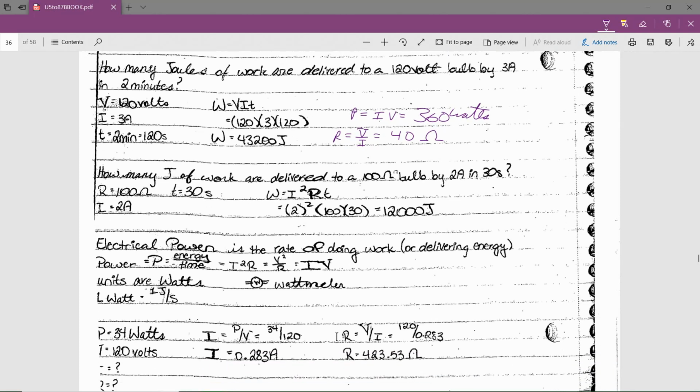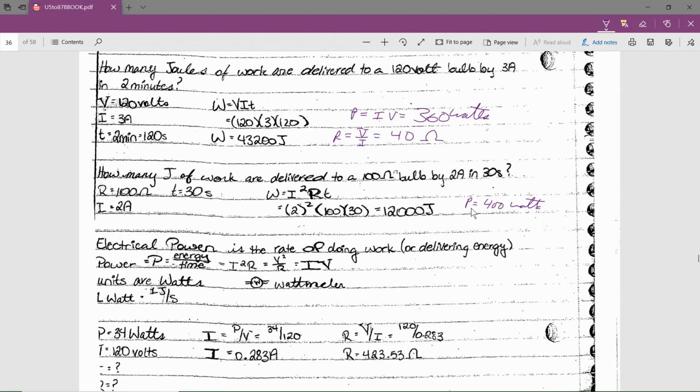How many joules of work are delivered to a 100 ohm bulb by 2 amps in 30 seconds? So what should we use for work here? We have R and T. Well, we can write work as power times time, or I squared R times time. So 2 squared times 100 times 30 is 12,000 joules. And the power would just be I squared times R. So 2 squared is 4 times 100, 400 watts. So that's a 400 watt bulb. It could be a halogen bulb, for example.